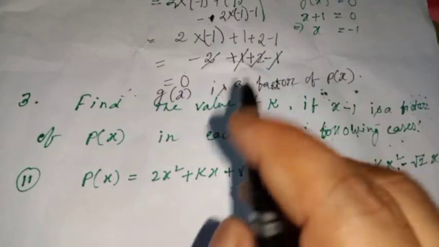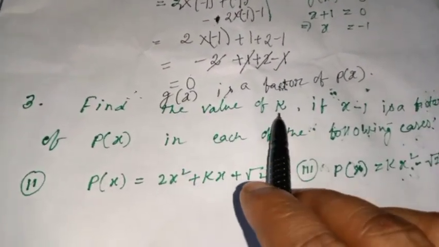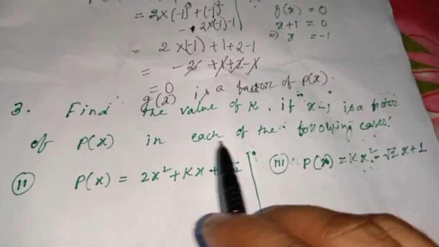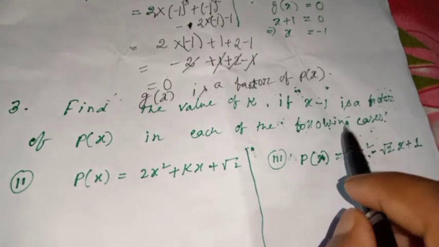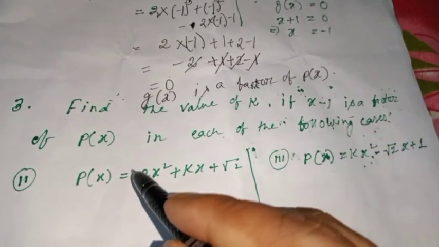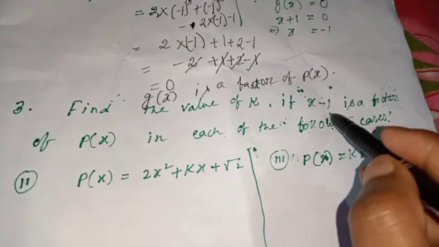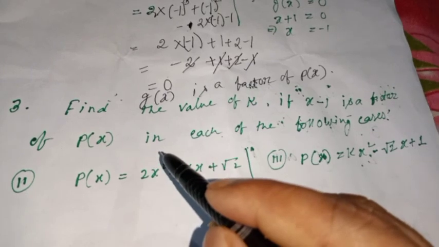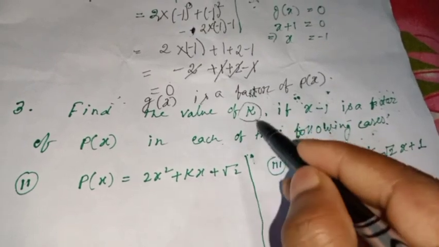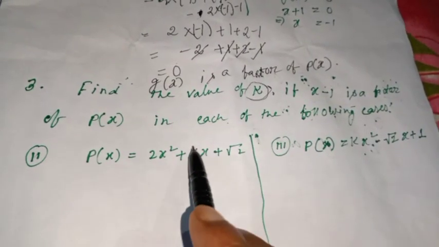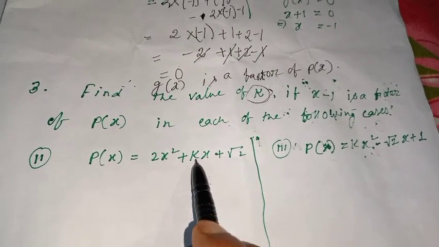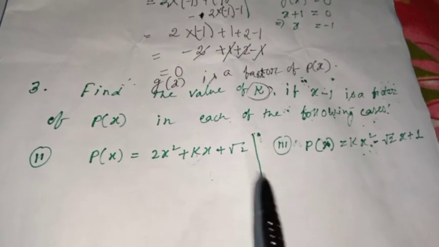Okay. Next, find the value of k. Find the value of k if x minus 1 is a factor of p(x) in each of the following cases. See, in this question they have already told that x minus 1 is a factor of p(x). They have told that if you put the value of x, then you will get the remainder 0. If x minus 1 is a factor, then you need to find out the value of k. You can see here the missing term k. For what value of k is x minus 1 a factor of p(x)? So you have to write like that.